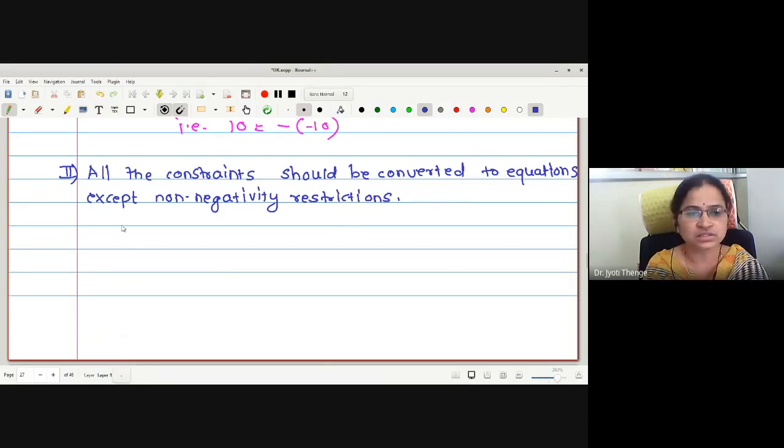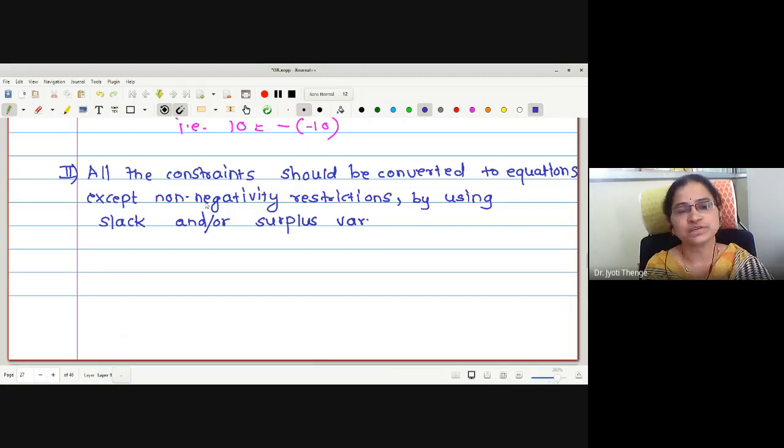How we are going to do this? By using slack and/or surplus variable. Why I have written and/or? Because if the constraint inequalities involve both types of inequalities, less equal or greater equal, then we have to use both the variables simultaneously, slack and surplus. If all the constraint inequalities are of the same type, either less or greater, then we have to use either slack or surplus, depending upon the problem you have.